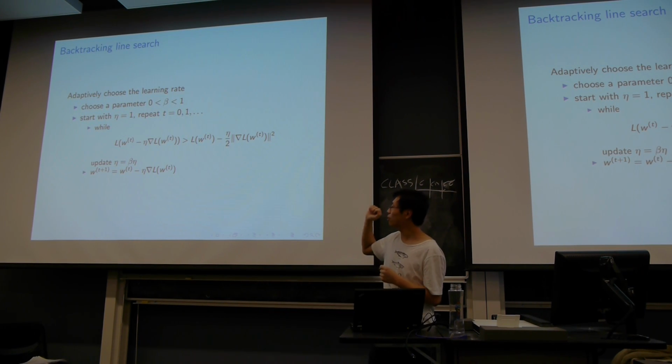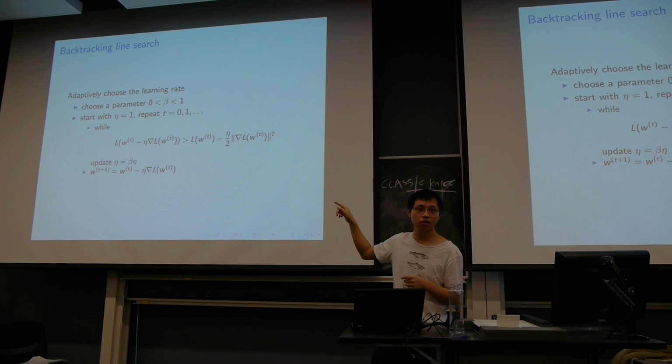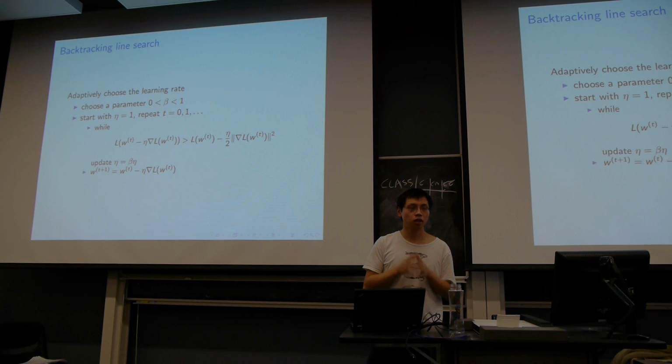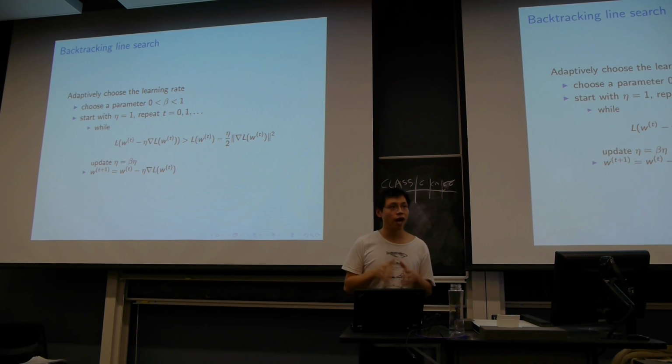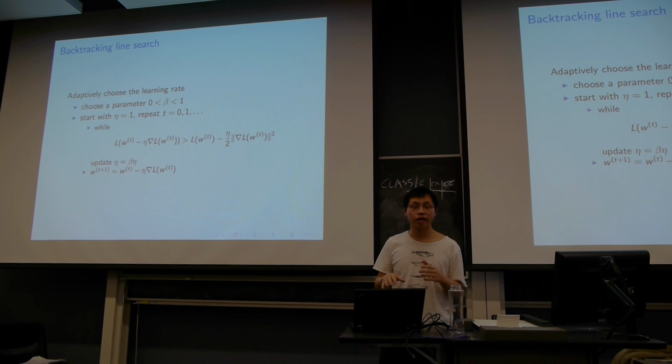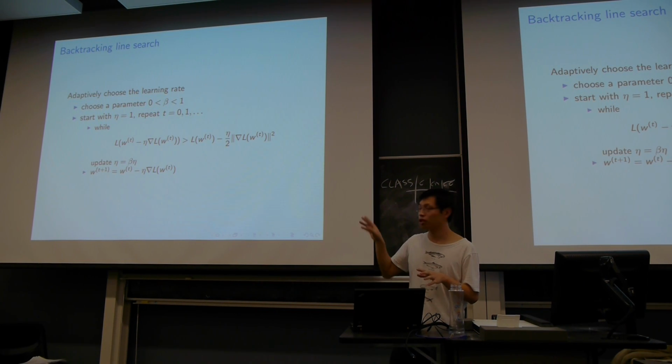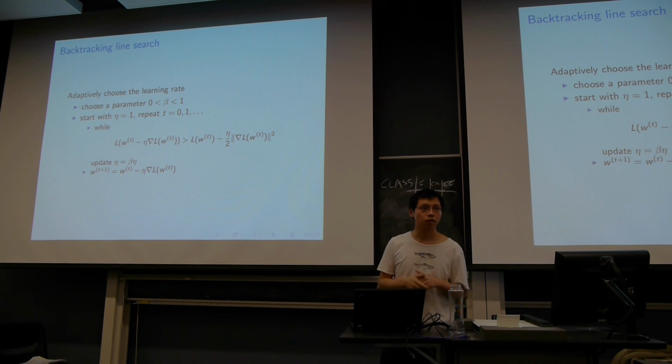So the first term of the right hand is the objective value of the current position. It is what we have. And the second is a positive constant. It's about eta and the gradient, so it's positive. So if the new position we have is not less than the current position minus some positive constant, we decrease the learning rate. That is eta equals beta times eta.